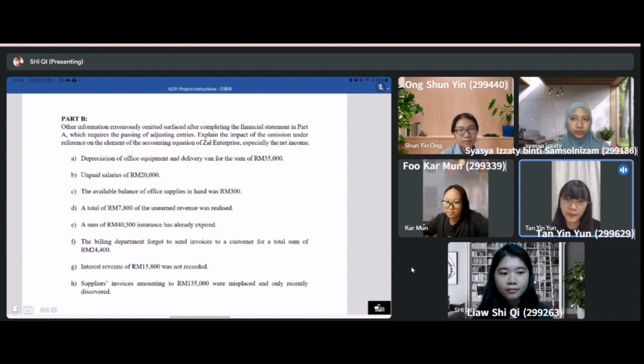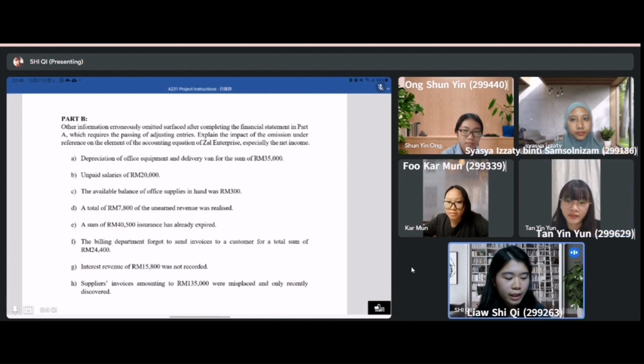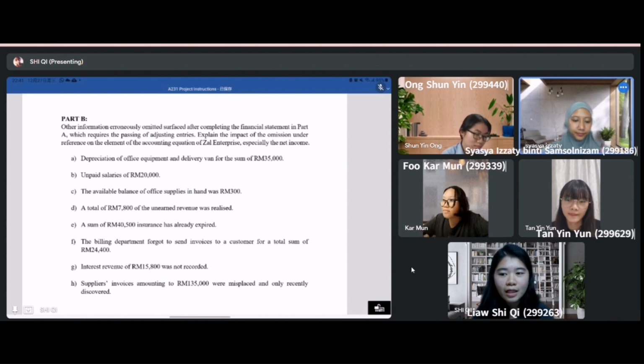For question B, unpaid salary of 20,000. I think salary expenses is the debit account and salaries payable is the credit side. Alright, so it is debit salary expenses and credit salaries payable. Do you all agree? Yes. Okay, so let's continue to question C.